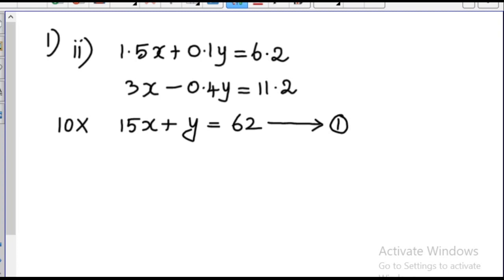Okay, then second equation, 3 into 10, you will get 30. Okay, 3 into 10, 30x. Then minus 0.4 into 10, you will get 4. So 4y is equal to 11.2 into 10, that is 112. This is equation number 2.